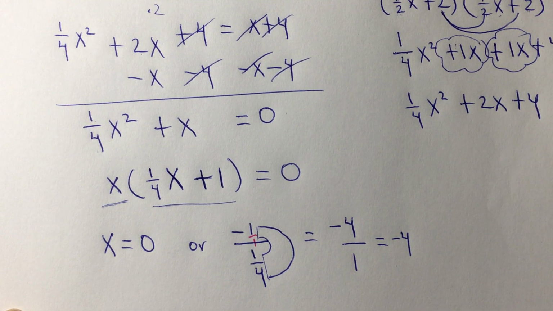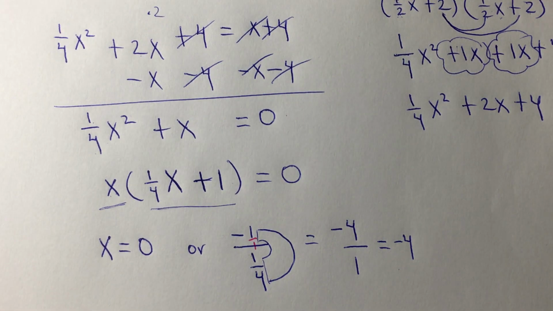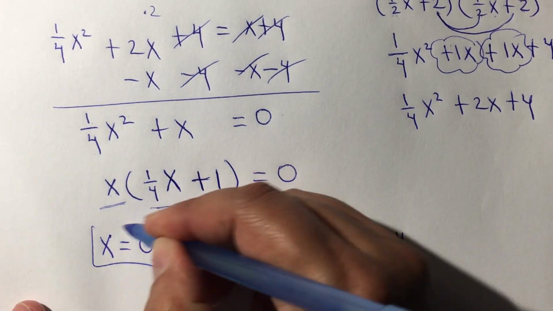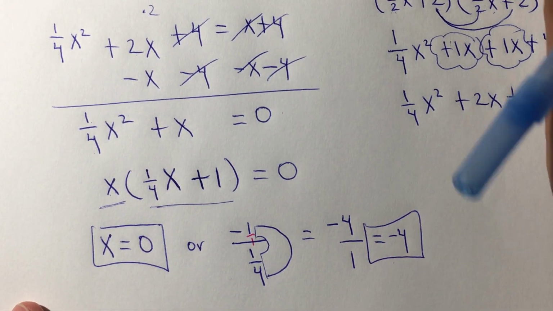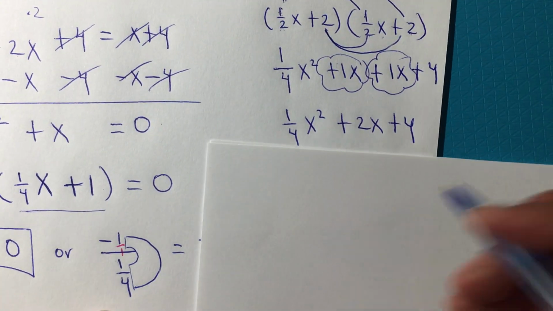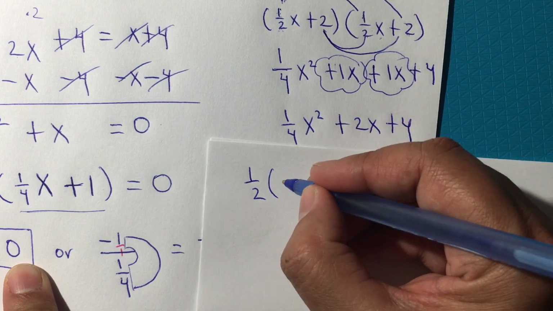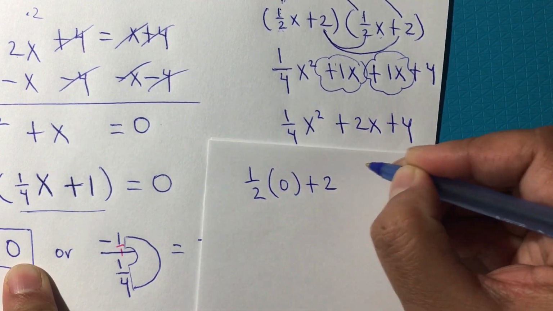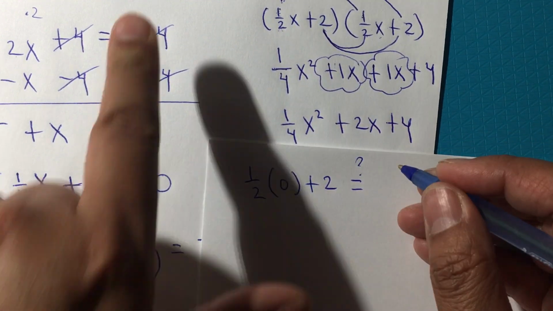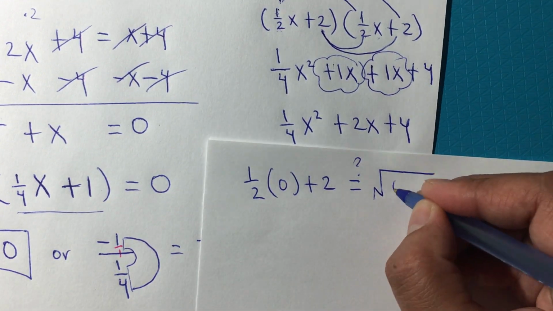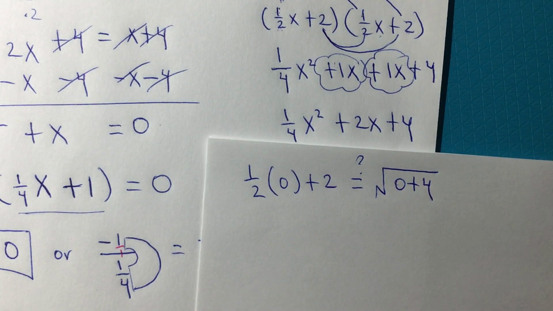Now we have to check to make sure that these are not extraneous solutions. And so let's check 0 and -4. So we have 1/2 times, let's do 0 first, plus 2. Is it equal to the square root of 0 plus 4?